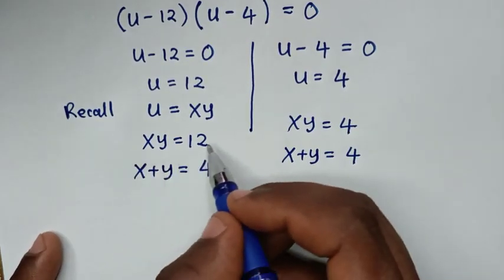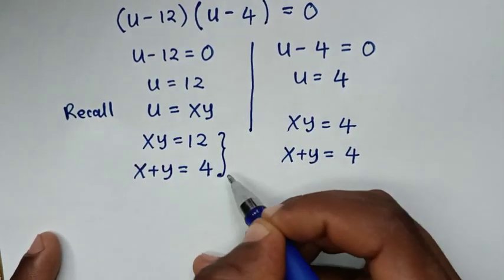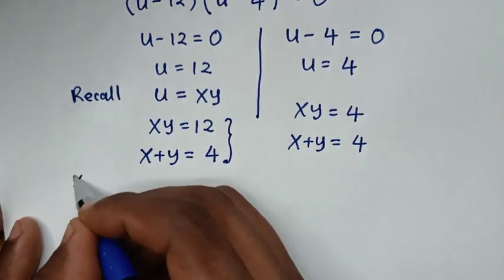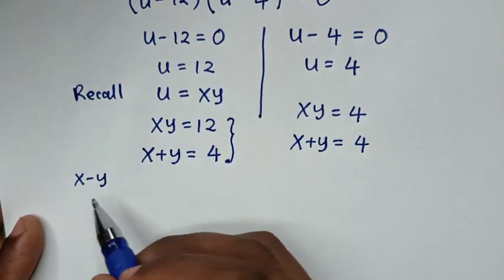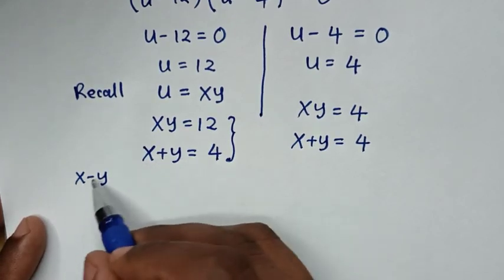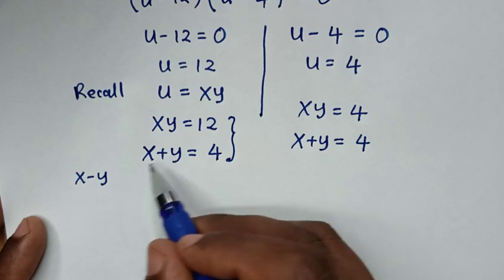Now from these two equations here, we'll find the value of x minus y. So when we get x minus y, with this x plus y, we can solve the simultaneous equations so as to get the values of x and y.